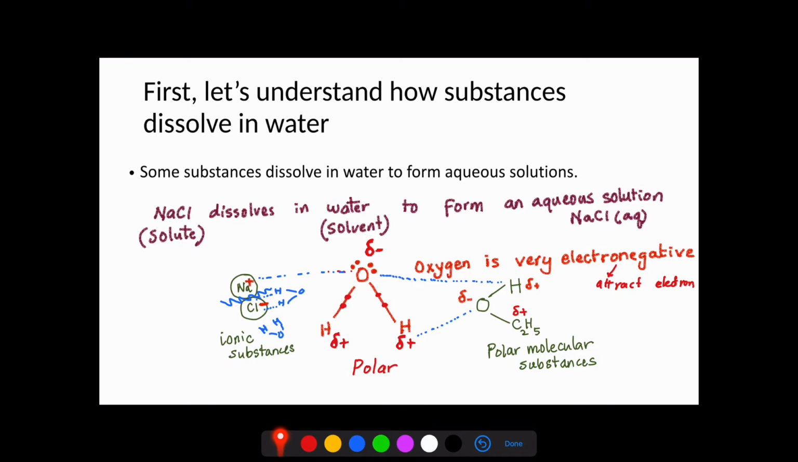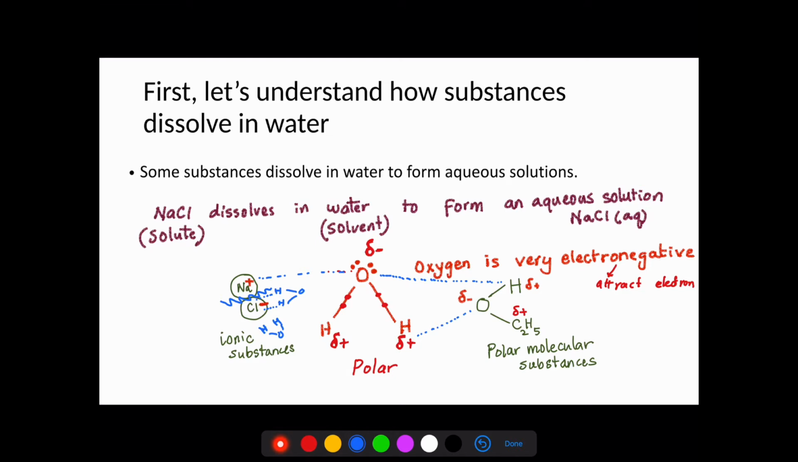And not only that, the ionic bonding between the sodium and chloride ions breaks. So this sodium chloride crystal splits into sodium and chloride ions. Here's the key difference we are talking about: the difference in how ionic substances dissolve in water and how polar substances dissolve in water. Ionic substances break apart into ions.